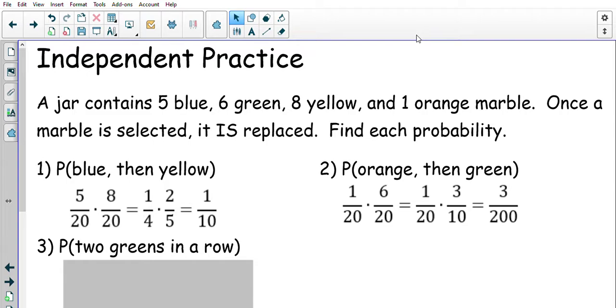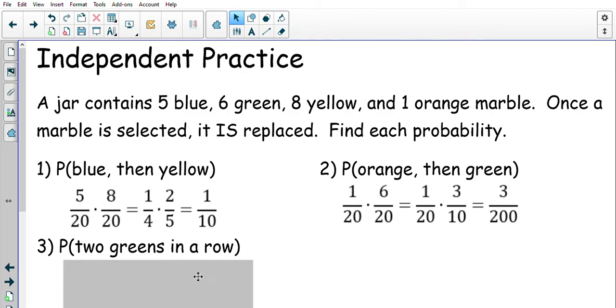Number 2, probability of orange, then green. Orange is 1 out of 20, sorry. Green is 6 out of 20. 6/20 reduces to 3/10. Multiply straight across to get 3/200.